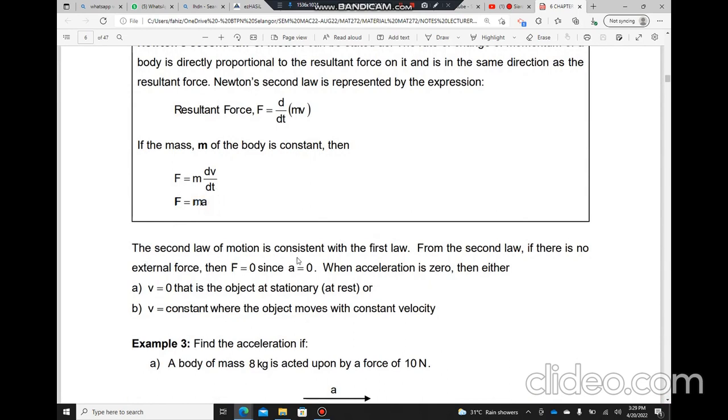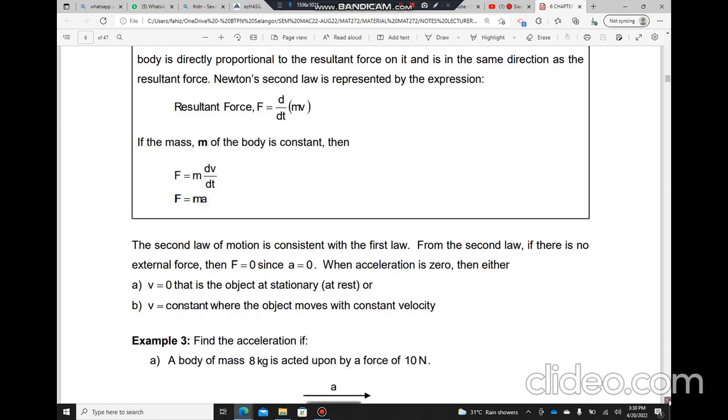The second law of motion is consistent with the first law. From the second law, if there is no external force, then F equals to 0 since a equals to 0. When acceleration is 0, then either v equals to 0, the object is stationary or at rest, or v equals to constant where the object moves with constant velocity. Okay, so case ni untuk Newton's second law. Okay, case bila ada acceleration. So kat sini if there is no external force, then F equals to 0. Maknanya kalau tak ada force, maknanya F dia akan sama dengan 0. Then a pun akan sama dengan 0.